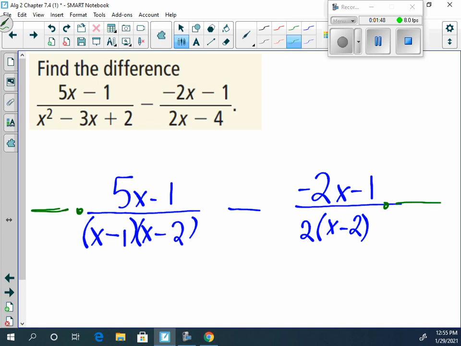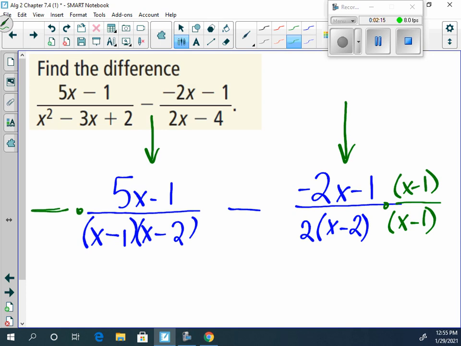Because if I can get them to be the exact same, then we can add or subtract them from each other. So if we look at the one on the left, what does it have that the one on the right doesn't? x minus 1. Because the one on the left has x minus 1 and x minus 2, those are the two things it has. The one on the right has an x minus 2, but it doesn't have the x minus 1. So we're going to multiply it by x minus 1 so that they can be the same.